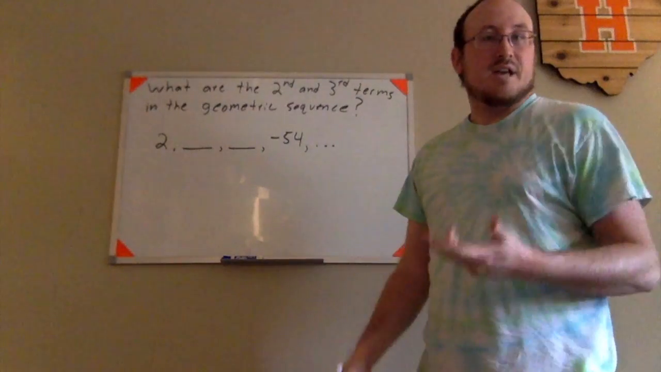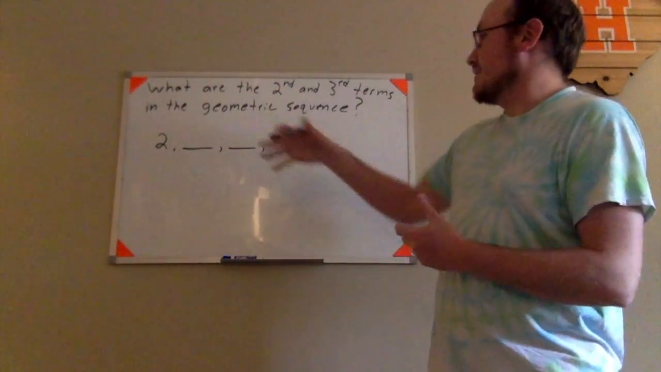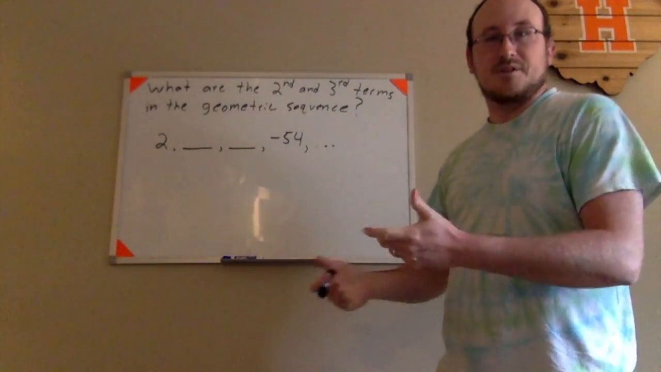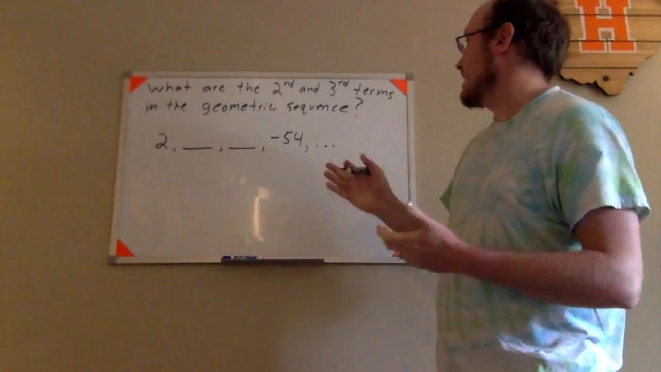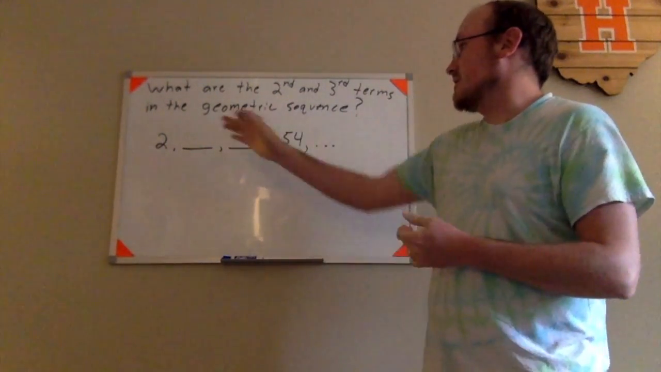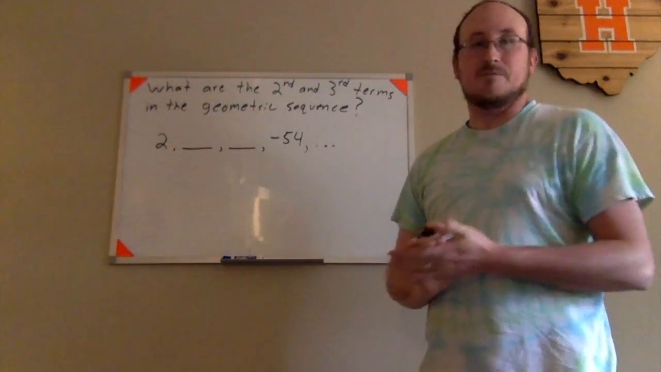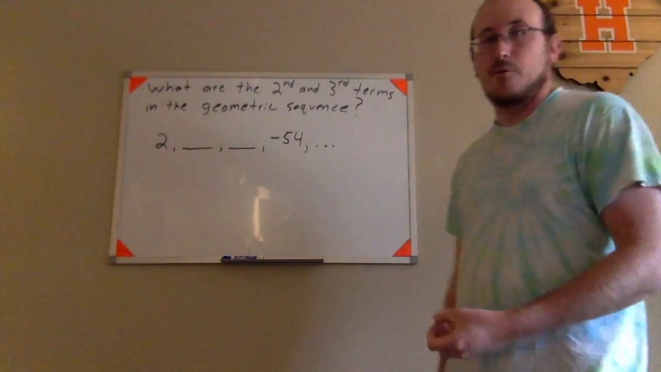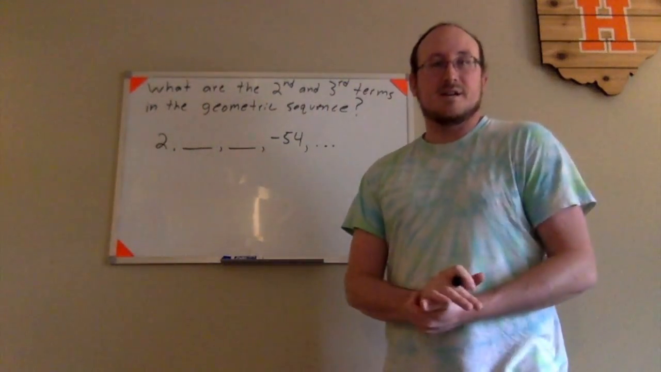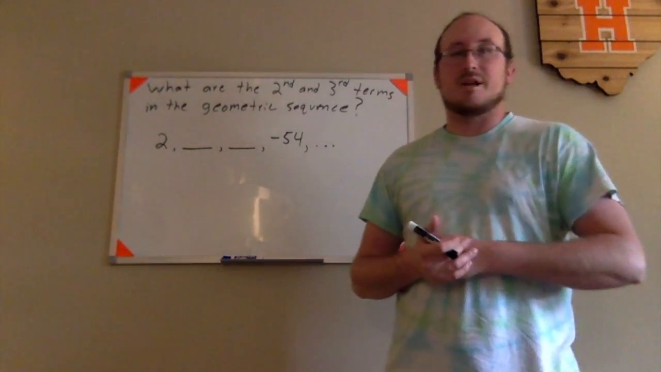In this example, we need to analyze this sequence a bit so we can find the second and third terms as it's indicating. What are the second and third terms of this geometric sequence? We can see the first term is 2. We have 2 missing terms, and we can see the fourth term is negative 54. So the main idea here is we're going to have to figure out that common ratio.